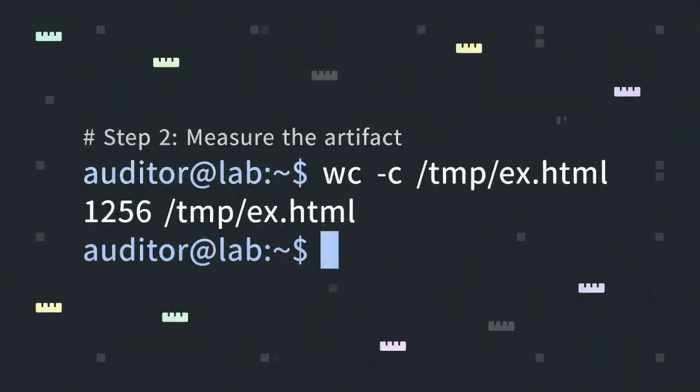Now we measure the artifact. Word count in byte mode tells us exactly how large the downloaded payload is, which is the first sanity check against what we expected to receive. A suspicious mismatch in size is often the earliest warning sign of tampering.